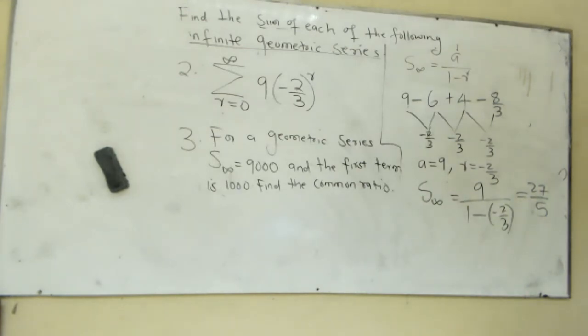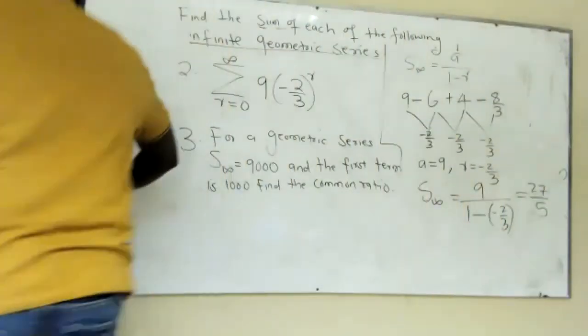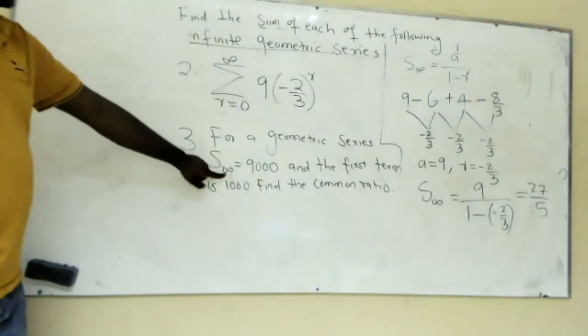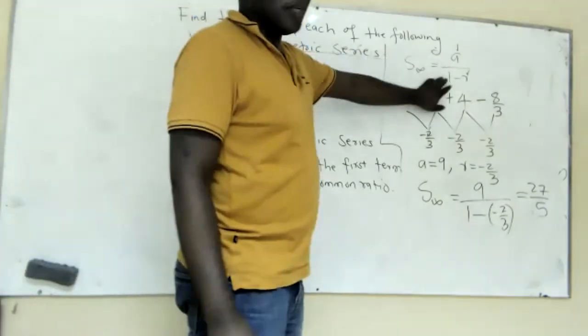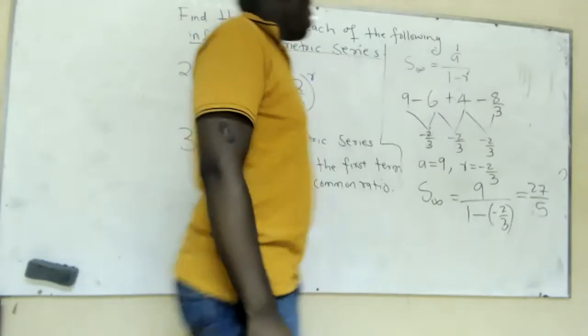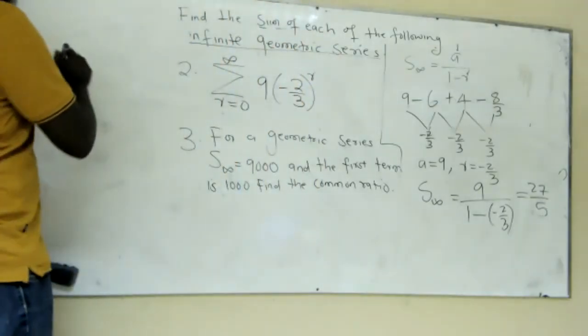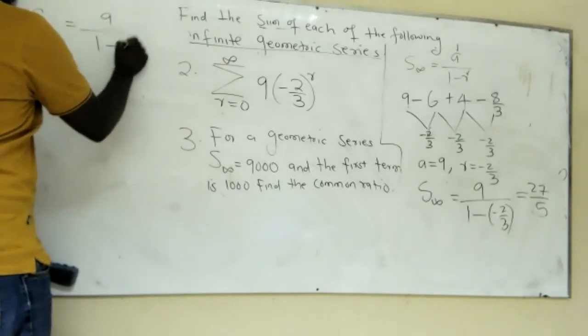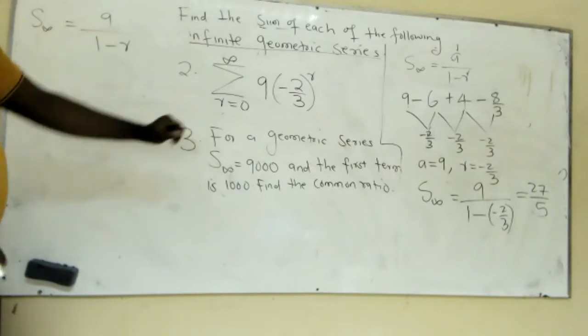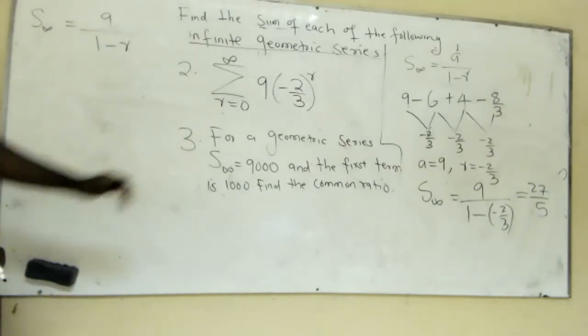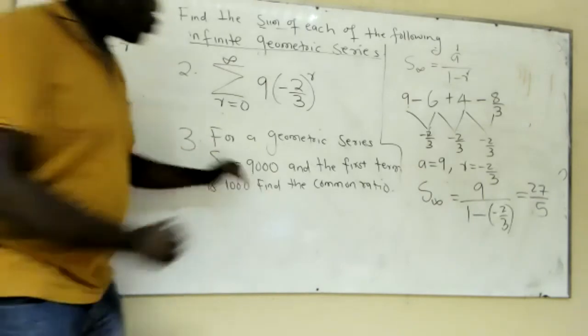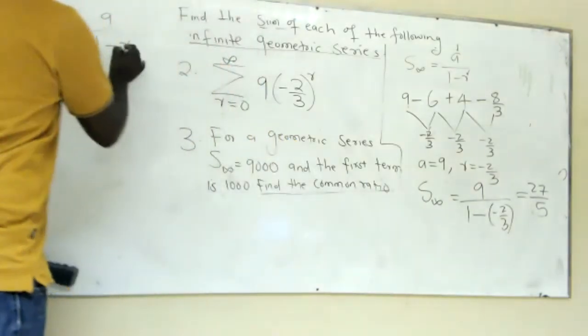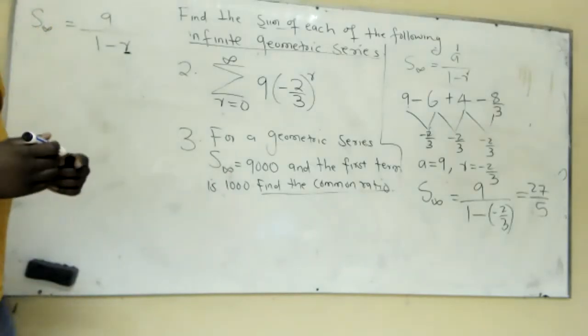Can we go to this last question we have on the board? Yes. Okay. Now, whenever you see sum to infinity, only one formula must come into your mind: S infinity equals A over 1 minus R. You only need to substitute the information you are given. The question requires us to find the common ratio. So this is the common ratio that we have there.